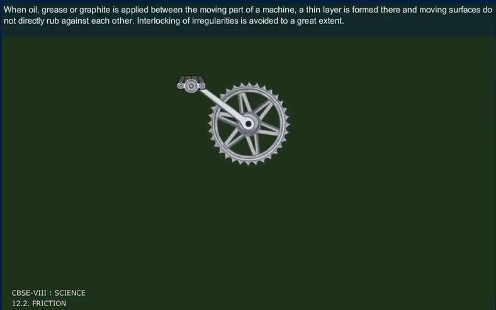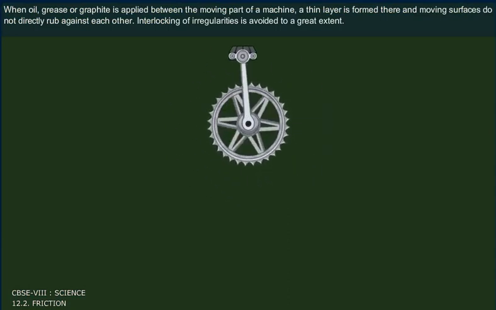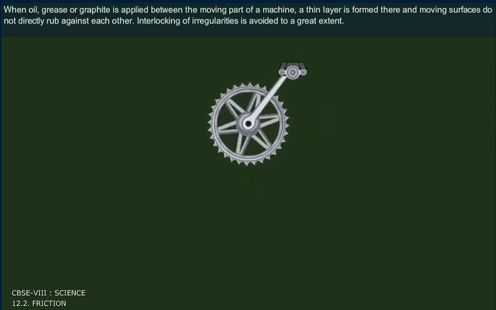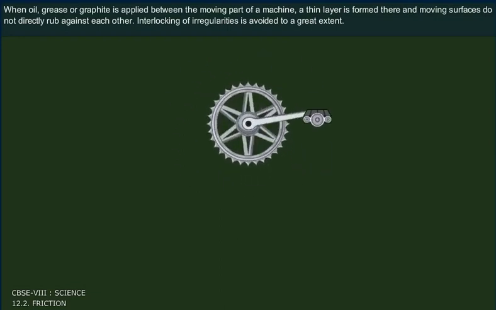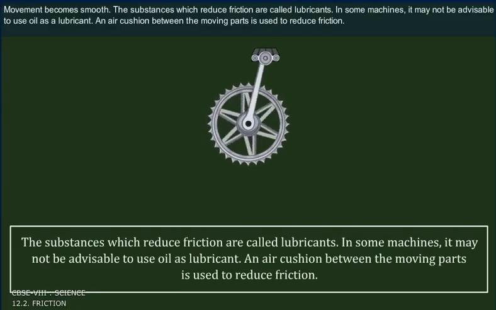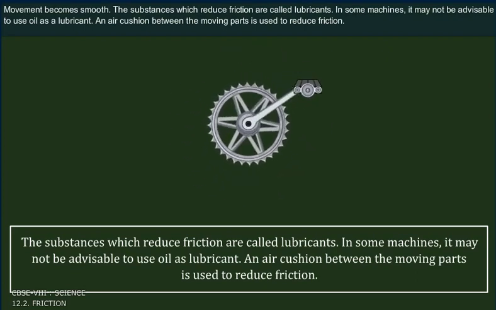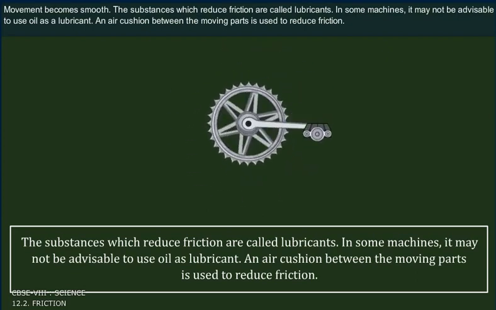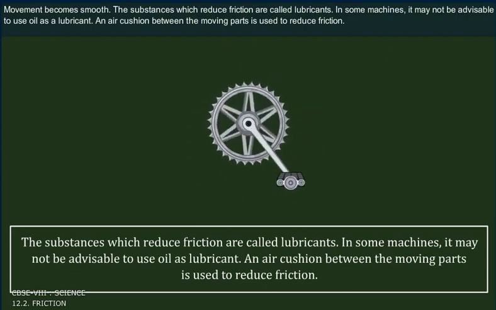When oil, grease, or graphite is applied between the moving parts of a machine, a thin layer is formed there, and moving surfaces do not directly rub against each other. Interlocking of irregularities is avoided to a great extent. Movement becomes smooth. The substances which reduce friction are called lubricants. In some machines, it may not be advisable to use oil as lubricant. An air cushion between the moving parts is used to reduce friction.